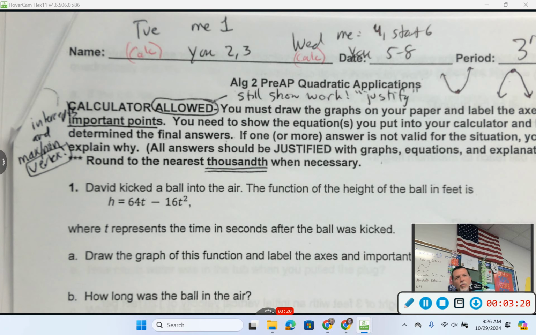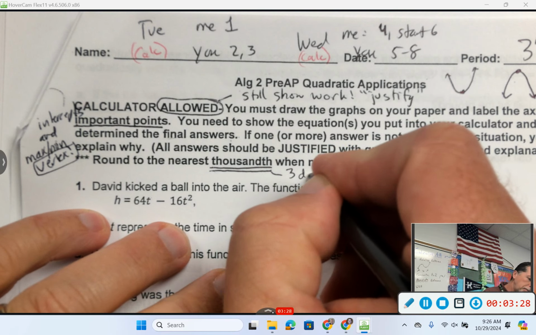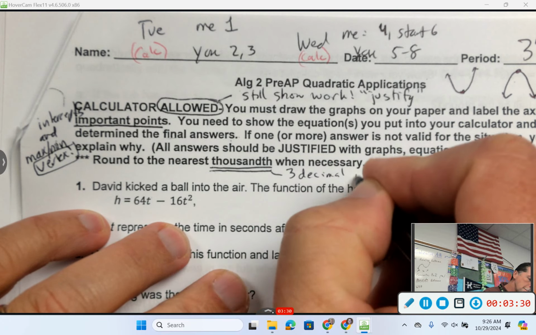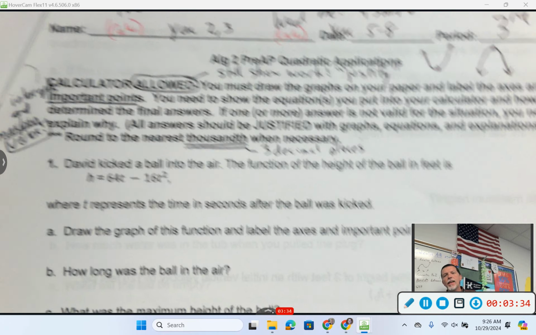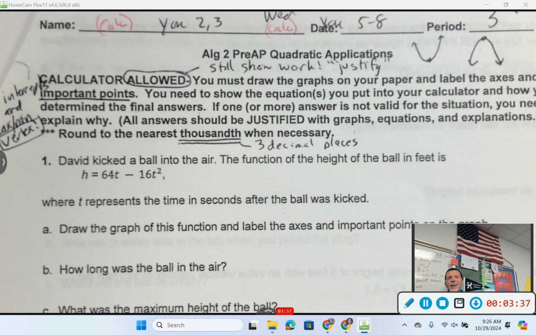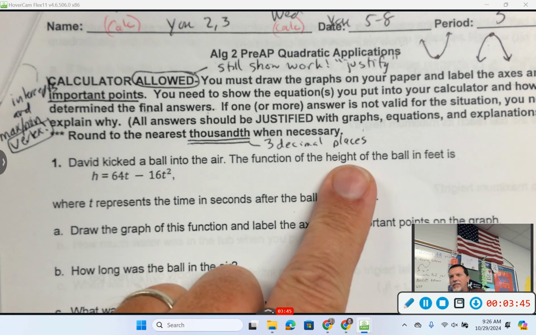What decimal place is the thousandth? 3. Tenth, hundredths, thousandths. And 3 decimal places is kind of arbitrary. Like, is 2 accurate enough? Why not 4? Why not 6, for that matter? We pick 3 because that's what the AP test uses.